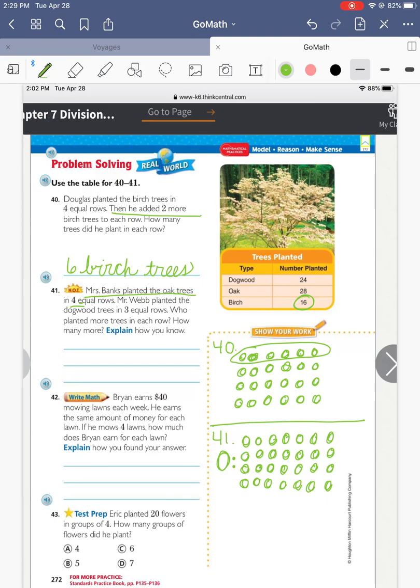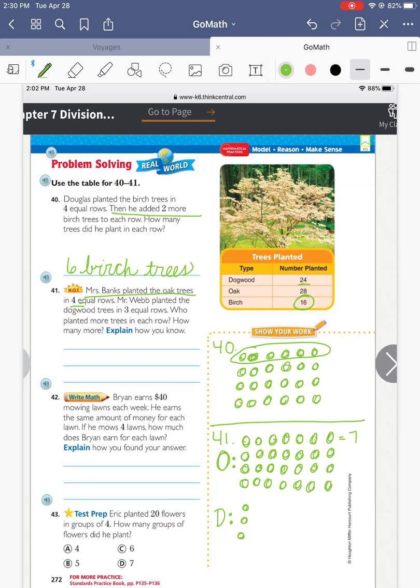So in a row, count how many is in one row. 1, 2, 3, 4, 5, 6, 7. So there's 7 trees in a row. Then it says Mr. Webb planted the dogwood trees in 3 rows. So let's put a D for dogwood. And there's 3 rows of dogwood trees. So make your 3 rows.